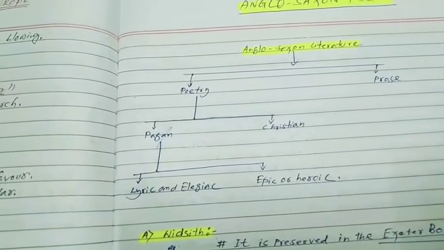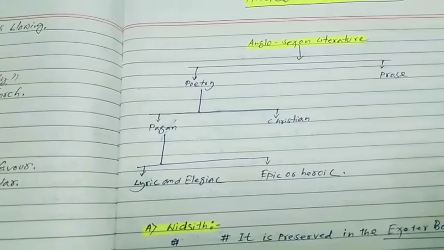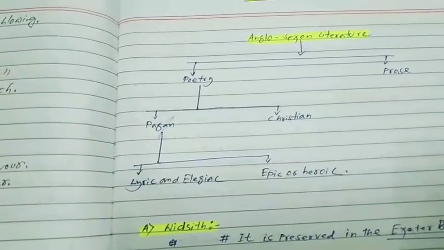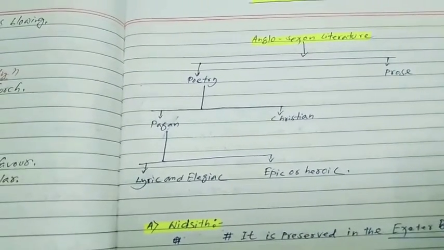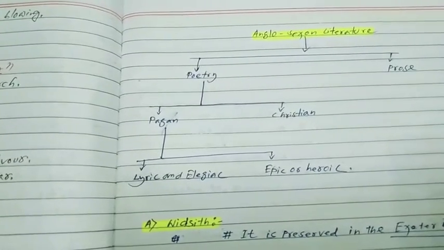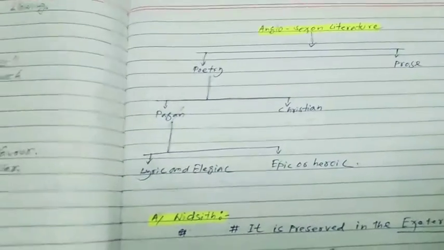So, the Anglo-Saxon elegiac or lyric poetry, we all know what an elegy or lyric is. The lyric is basically a sad poem written to express sorrow for someone who is already dead.